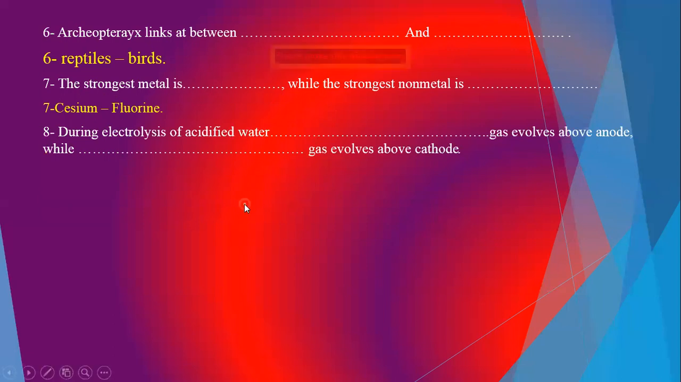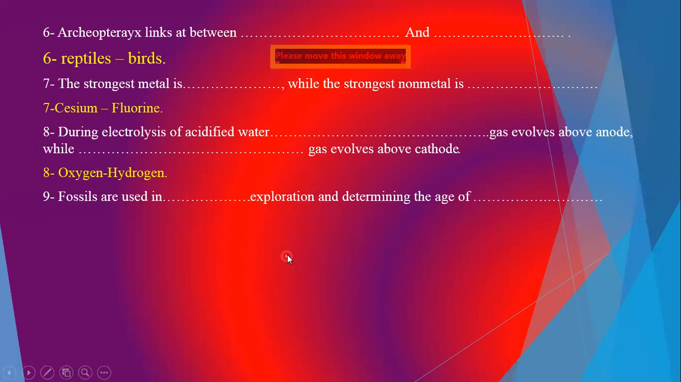During electrolysis of acidified water، ما قلناش water, قلنا acidified water because we are adding acid to increase its conductivity. Oxygen gas evolves above the anode while hydrogen gas evolves above the cathode. تعال نشوف للانود، الانود هنا positive يبقى يروح له الاكسجين which is negative، لكن الهيدروجين positive يروح للكاثود which is negative. Number 9, fossils are used in petroleum exploration and determining the age of sedimentary rocks.